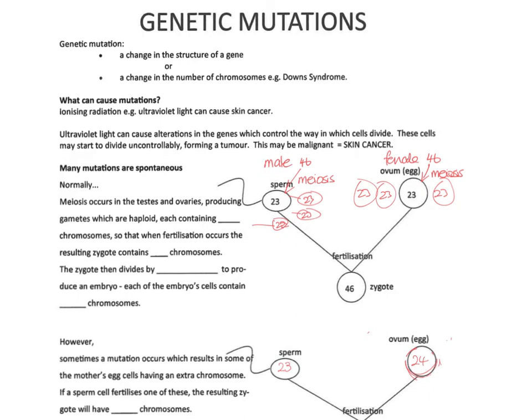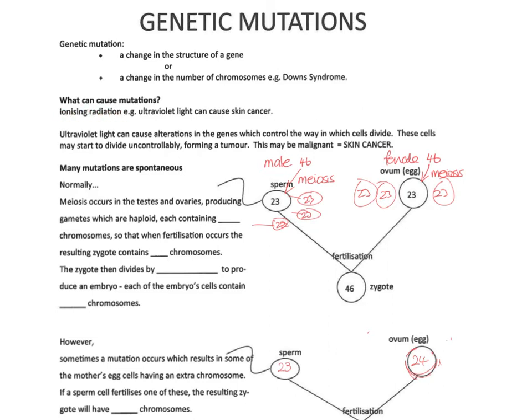What can cause mutations? Well, a lot of the time they just happen. In other words, we say that they are spontaneous. In other words, there's no reason or no cause for it. It just suddenly happens out of nowhere. They're spontaneous. But there are some things that can actually increase the chances of a mutation happening.